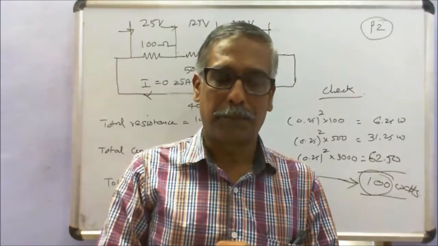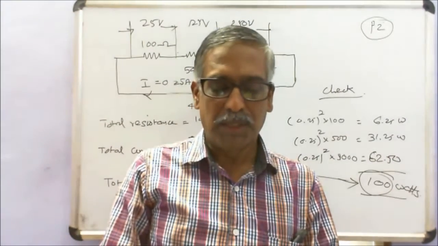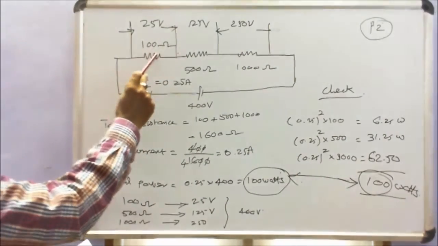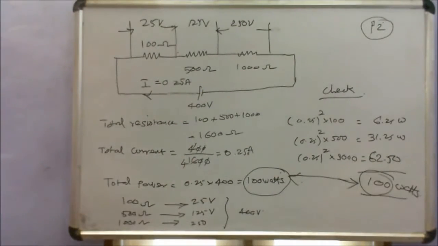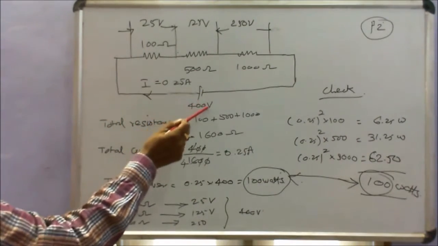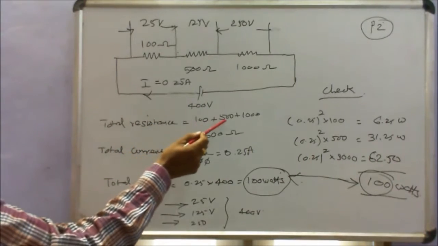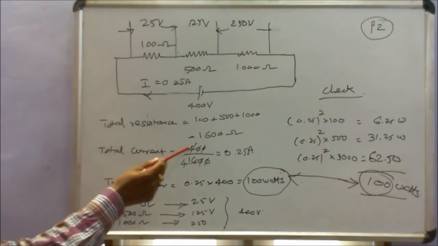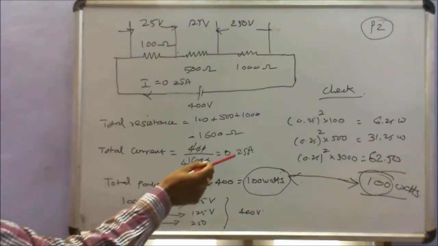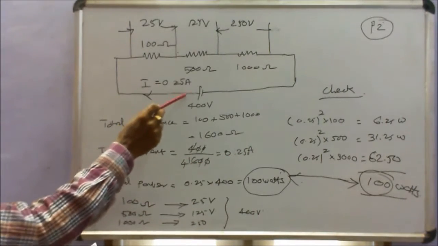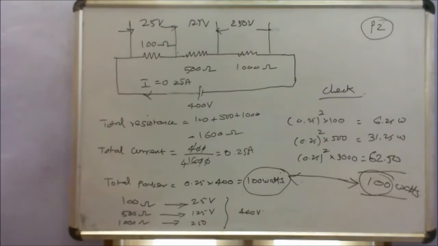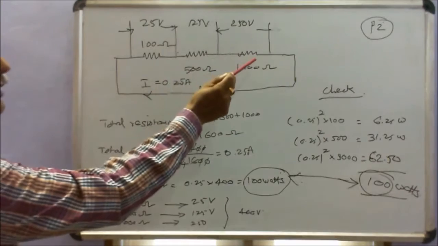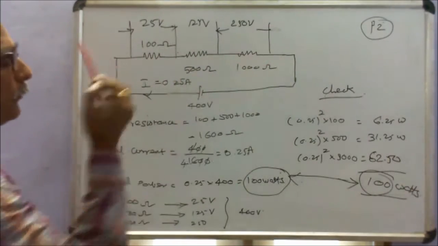This is the circuit. Here the current through each resistor is the same because it's a series circuit. The 3 resistors, 100 ohm, 500 ohm, 1000 ohm, are given. The supply is given, therefore total resistance is equal to 100 plus 500 plus 1000, 1600 ohms. Total current is equal to V by R, that is 400 by 1600, we will get 0.25 amps. So the current flowing through this circuit is 0.25 amps. In the series circuit, the current through 100 ohms, 500 ohms and 1000 ohms is equal, 0.25 each.